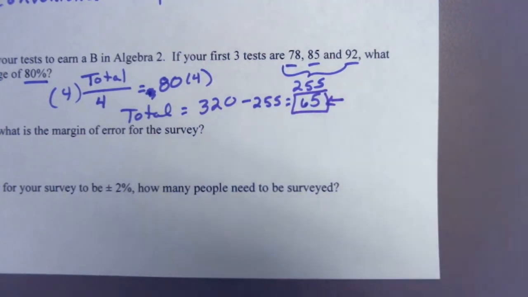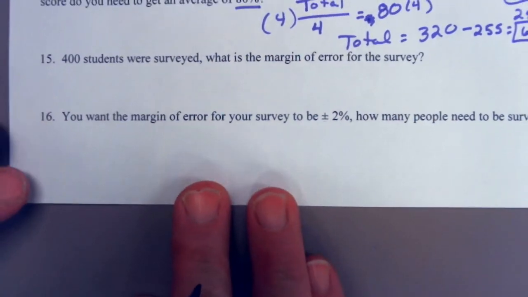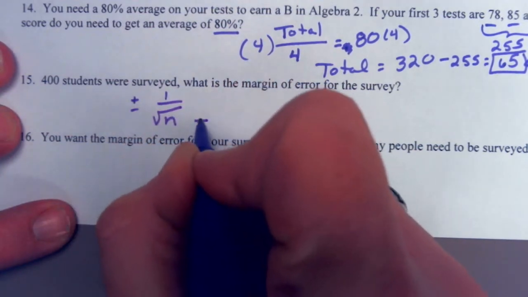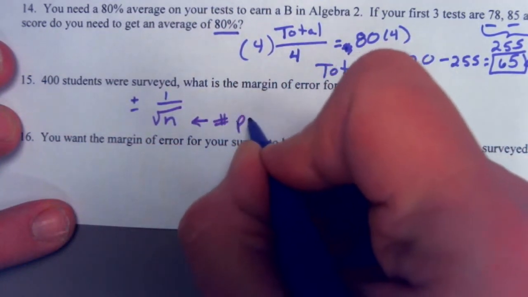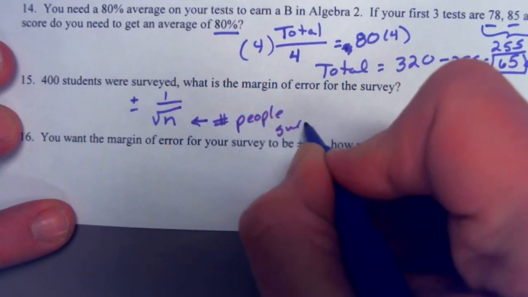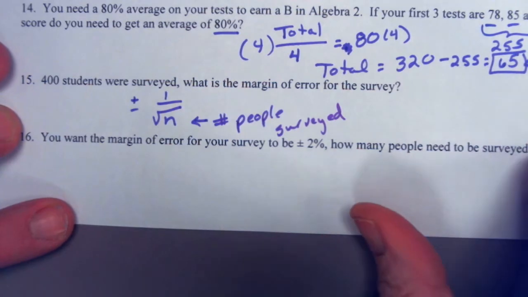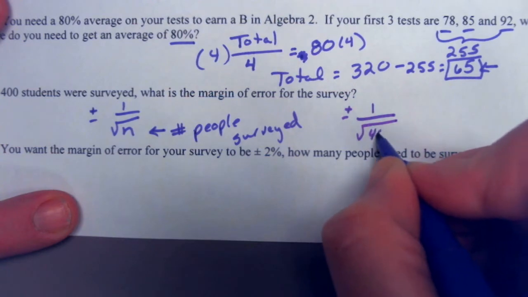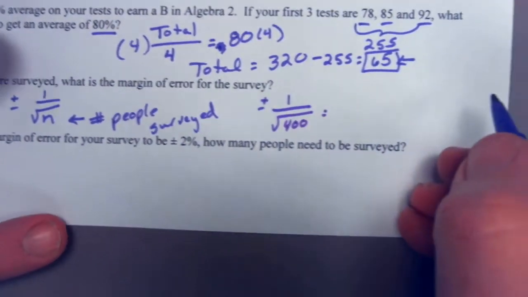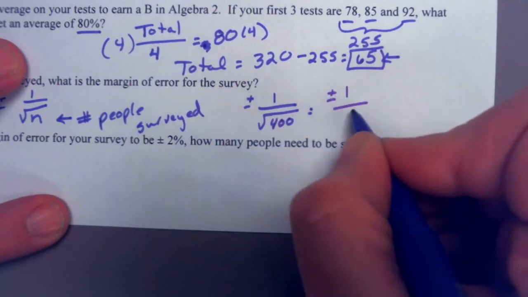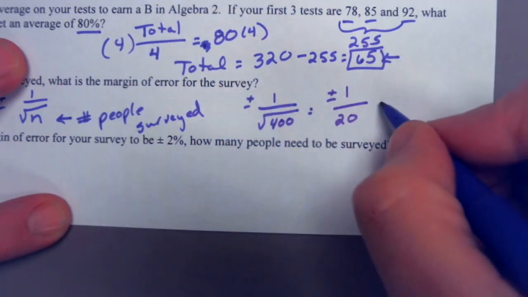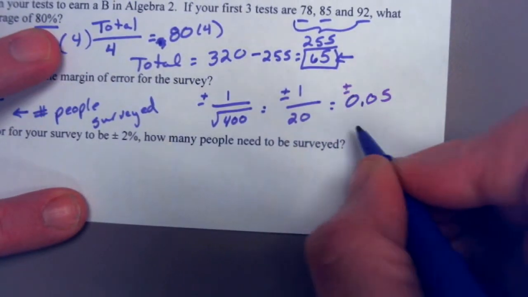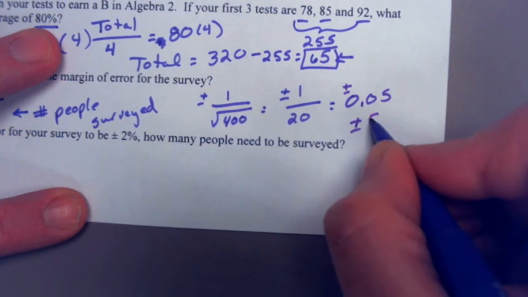All right, number 15. 400 students are surveyed. What's the margin of error? Well, the margin of error is plus or minus 1 over the square root of n, and n is the number of people surveyed. So all we have to do is put that in the formula: plus or minus 1 over the square root of 400. The square root of 400 is 20. Plus or minus 1 over 20. Divide that out, it ends up 0.05. So it ends up being plus or minus, changing it to a percent, 5%.